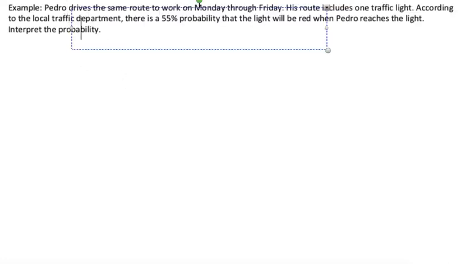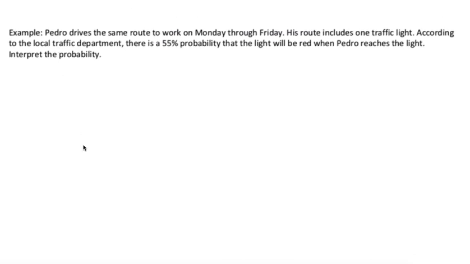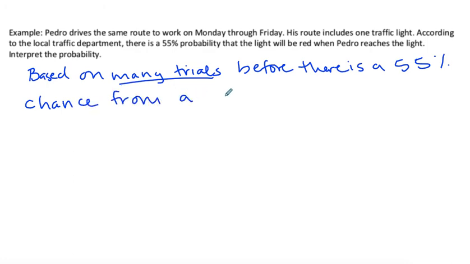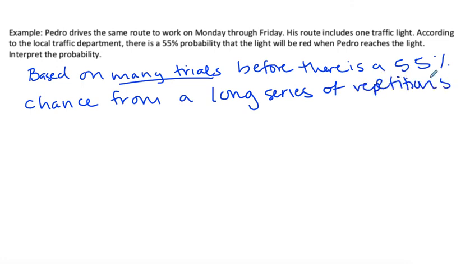And so, for example, when we're starting to interpret probabilities, it says Pedro drives the same route to work Monday through Friday. His route includes one traffic light. According to the local traffic department, there is a 55% probability that the light will be red when Pedro reaches the light. Interpret that probability. And so the way that we interpret probabilities is we would say based on many trials. Probabilities are that long-term idea. So based on many trials before, there is a 55% chance from a long series of repetitions that Pedro will stop at the light.